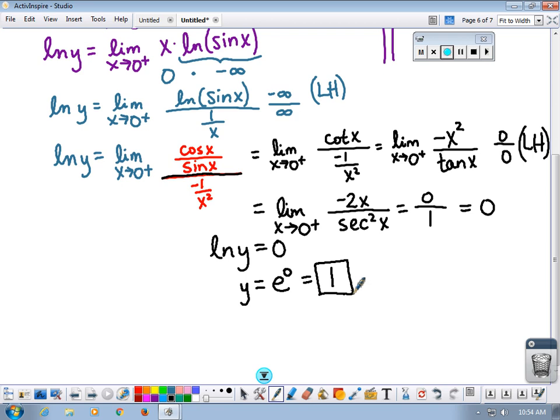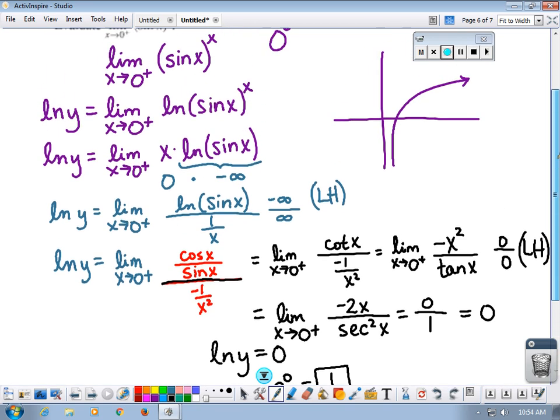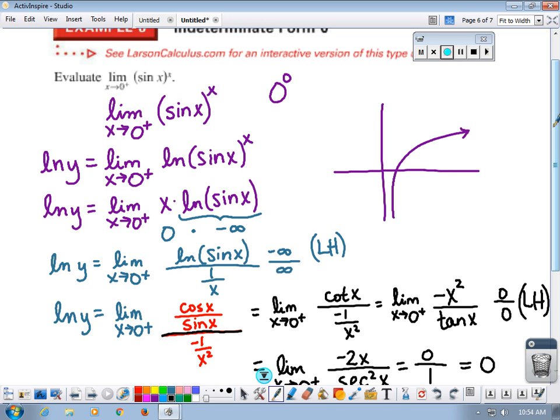Okay, so since we let y equal that limit at the very beginning, that tells me that my limit is equal to 1. And if you remember, I'm trying to think if we learned that in Calculus 1 as one of the special limits. I don't think we did, actually. So that's a new limit. Sine x to the x, limit as x approaches 0 from the right, is equal to 1.